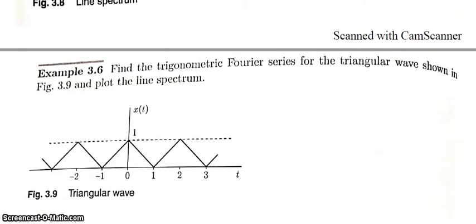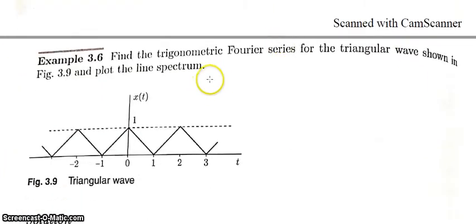Now moving to the next question. The question is to find the trigonometric Fourier series for the triangular waveform shown in the figure, and also to plot the line spectrum. Again in this question you are given the graphical representation of the signal x of t. The mathematical expression for x of t is not given, so the first step is to find the expression for x of t, only then can we evaluate the coefficients a0, an and bn.